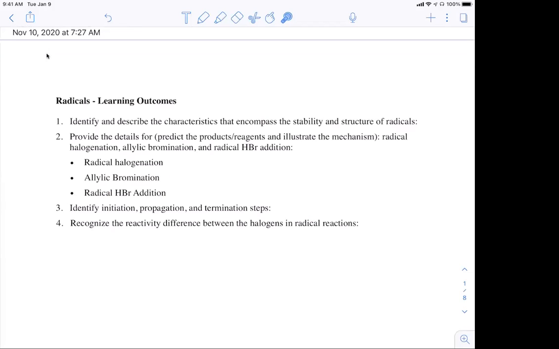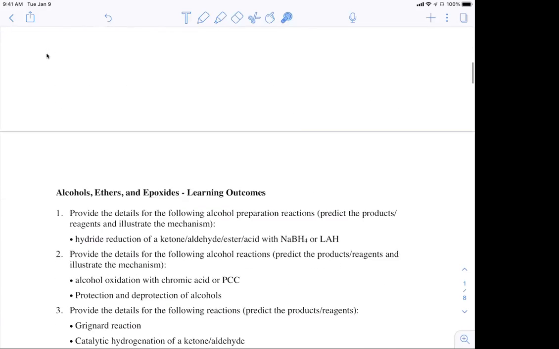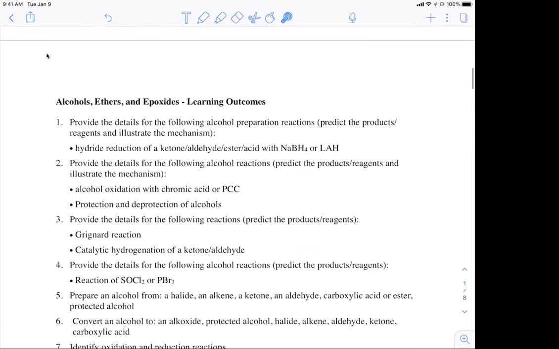In fact, it can often just cause explosions and small fires in the reactions. And iodine is so unreactive that it kind of sits there. It's a stable radical, and it's hard to get it to do much. So just think about chlorine and bromine. We've covered those. So we're going to start alcohols, ethers, and epoxides today.